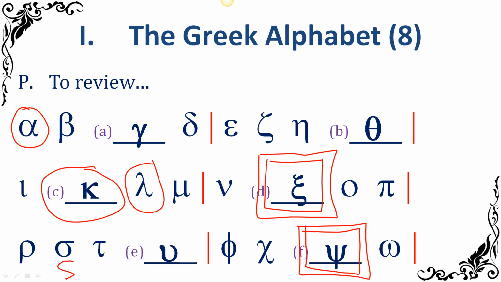Rho, sigma, tau, upsilon. Rho, sigma, tau, upsilon. Rho, sigma, tau, upsilon. Rho, sigma, tau, upsilon.